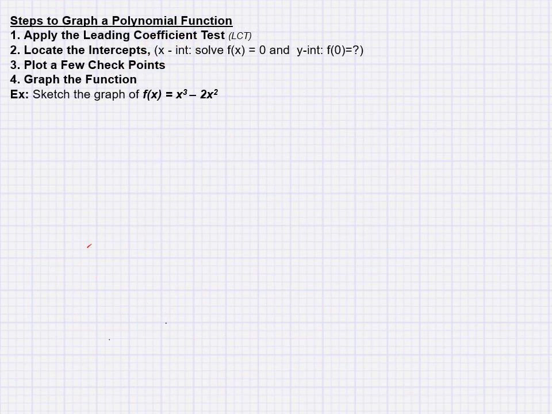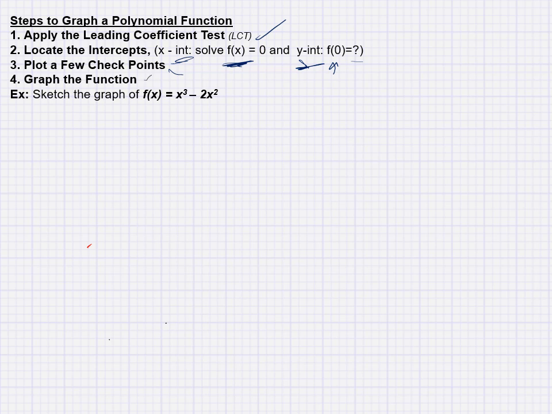So now what we want to do is put all these different things together to try and graph a polynomial function that's a little bit more involved than maybe some of the basic translation ones. So these should be the basic steps you follow. First, you want to apply the leading coefficient test that we just learned. Second, you want to locate your intercepts, both your x-intercept by solving for when f of x equals 0, and your y-intercept by plugging 0 in for x and finding what you get. From there, you're going to want to plot a couple of checkpoints, put the graph together, and you're done.